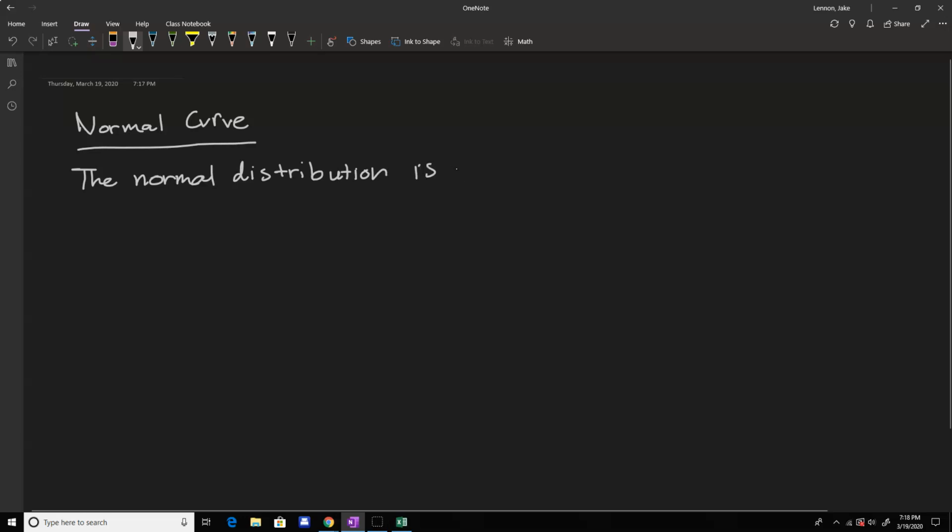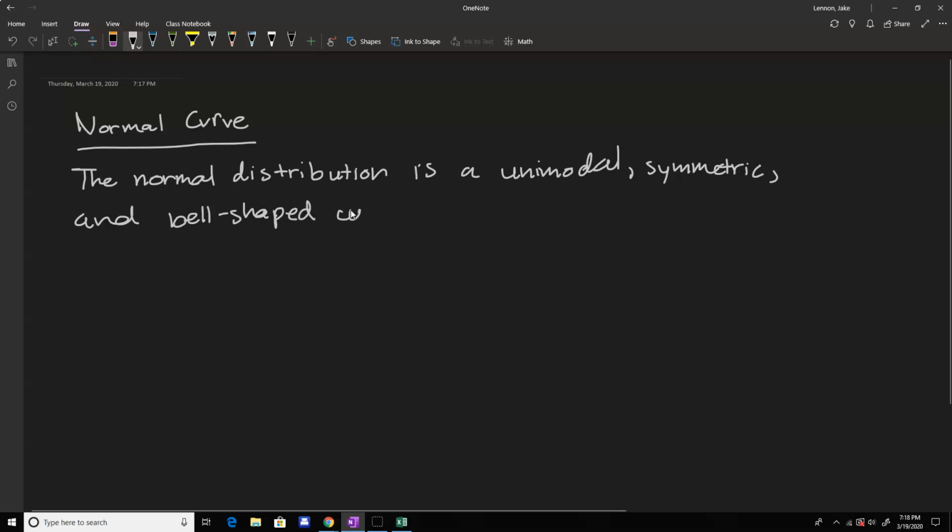is a unimodal, meaning it only has one peak, symmetric, and bell-shaped curve. It arises in all sorts of applications in nature and different data values and things like that, but basically it looks something like this.